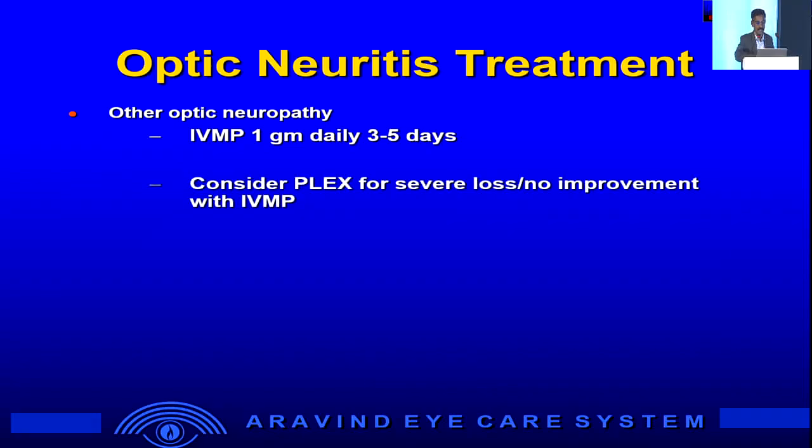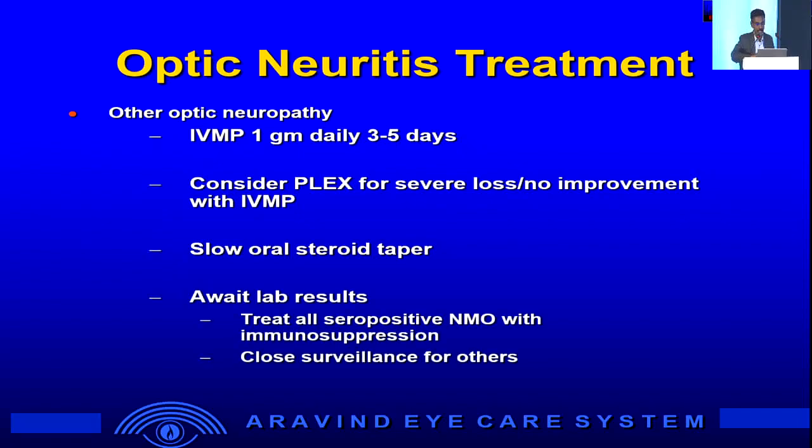And if it is severe, if it is not improving within 2 days or so, we should consider referring to a neurologist for possible plasma exchange, along with immunomodulators like IV rituximab. And once these patients have recovered, we should always give a slow steroid taper to avoid a recurrence.